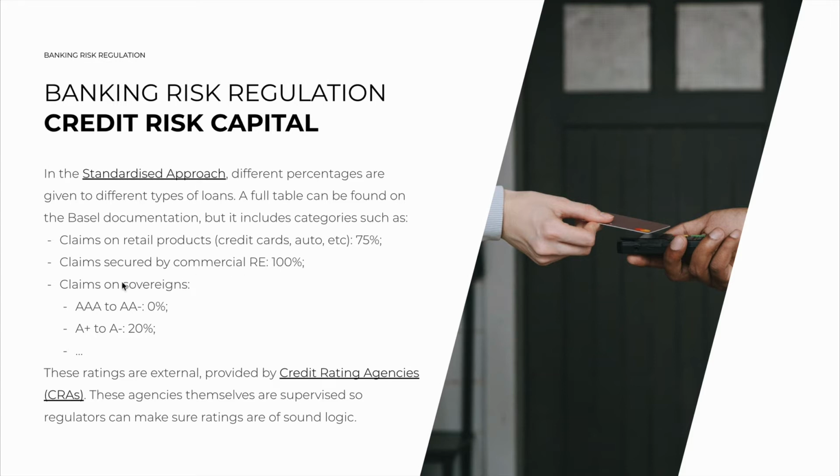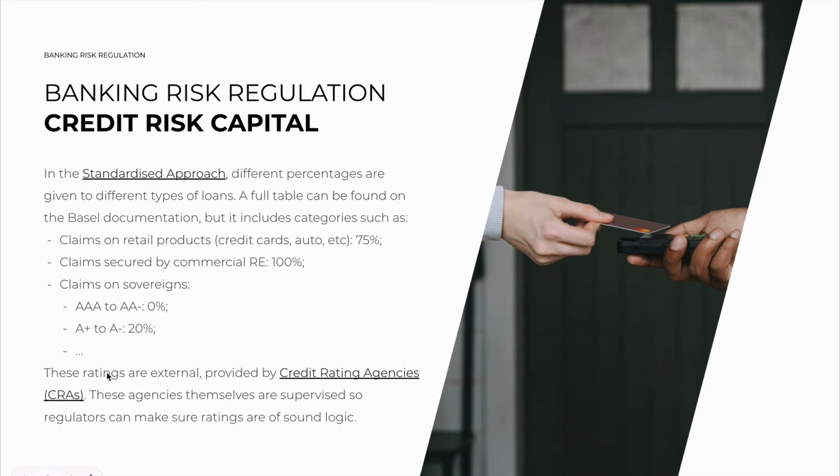Then you have claims on sovereigns, for example, governments. These are usually very low risk and have different weights based on their rating. For example, sovereigns with the highest rating have a 0% weight. Whether it's 10 billion or 100 billion, you don't need risk capital. Then, the second best tier requires 20% of risk capital, and so on. And what you do is, you simply sum up all the loan totals, each multiplied by their risk weight.